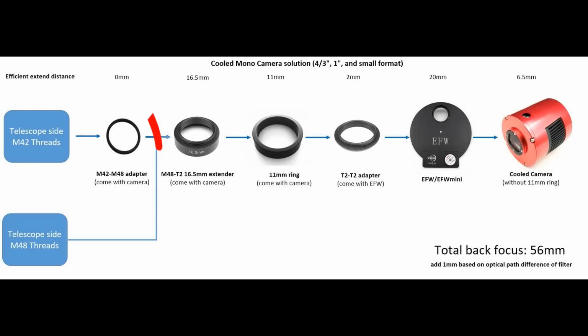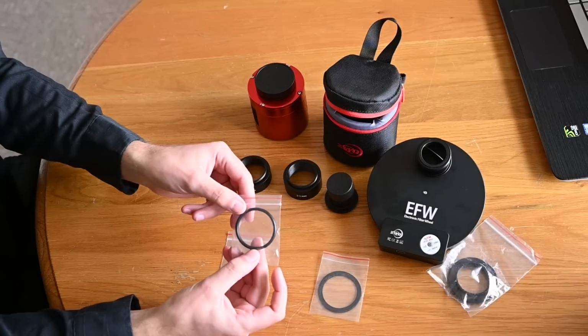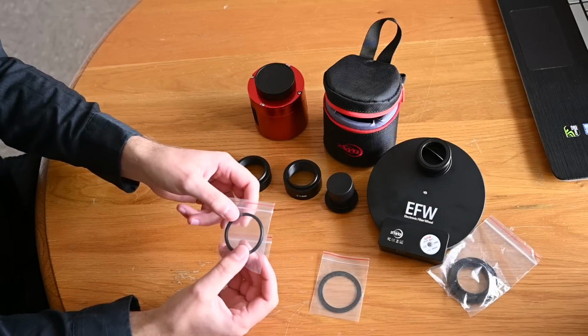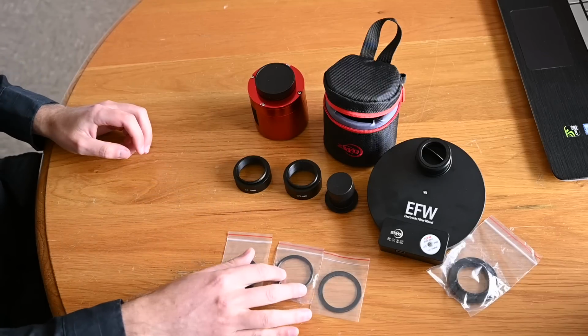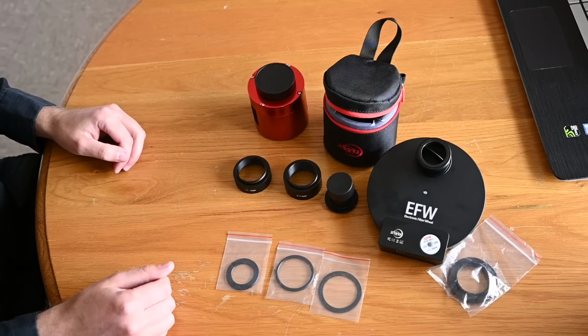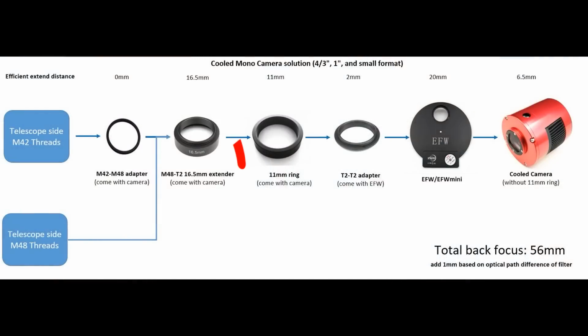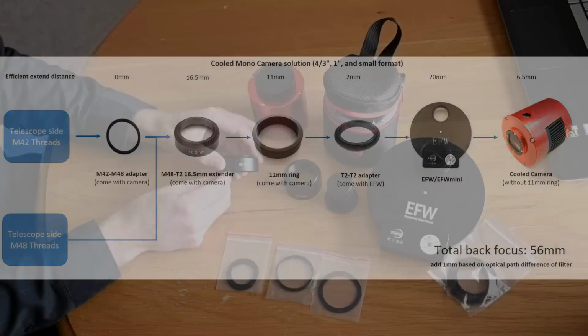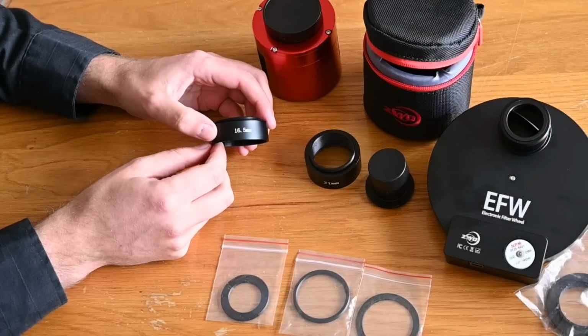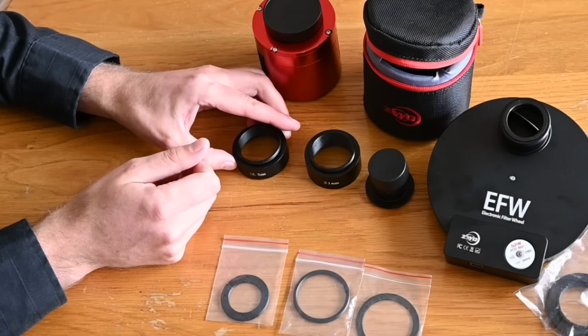First, we need the M42 to M48 adapter. It says it comes with the camera. And I'm going to assume it's this piece here just because there's some threads on it. It looks kind of like the diagram and it's pretty small as well. So I'm assuming that's what that is. Next up, we have the M48 T2 16.5 millimeter extender. Comes with the camera, and that's right here. Thankfully, they've labeled at least some of these pieces, and we can tell that's obviously that one.